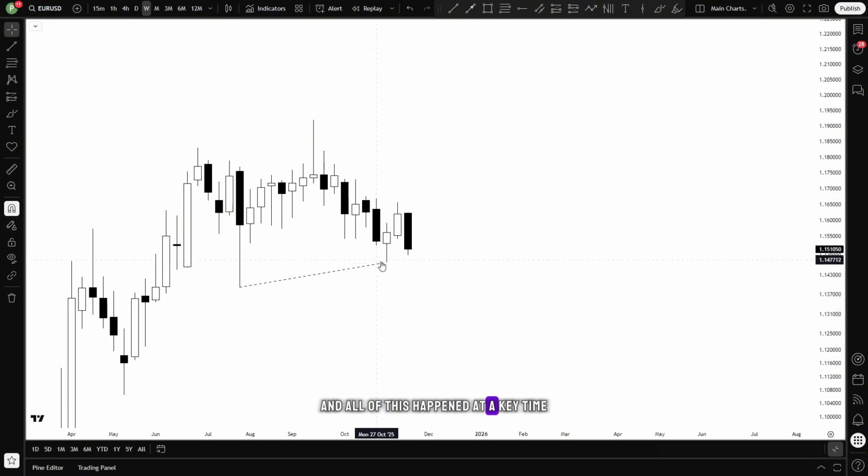And all of this happened at a key time. And what I mean by a key time here is that we had just opened the new monthly candle, and I expected, based on the timing factor of the open high low close concept, that first we were going to form the high of the month at a higher time frame key level.